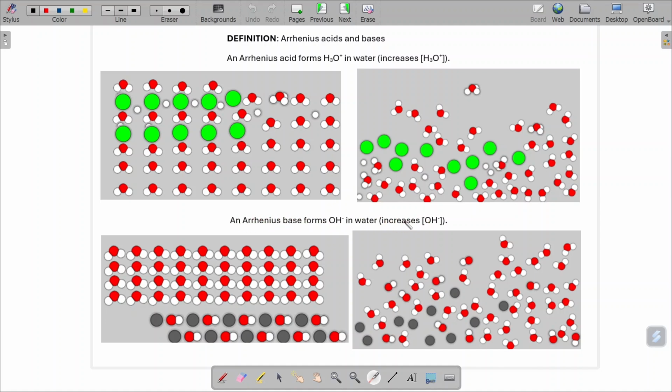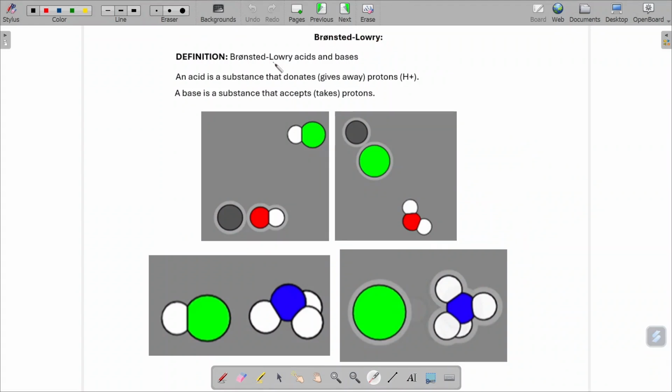This definition only works for acids and bases that are dissolved in water. And so a more advanced formulation of an acid and base model was produced by two scientists, and together their model is known as the Bronsted-Lowry model of acids and bases.